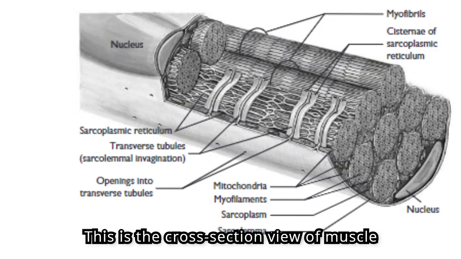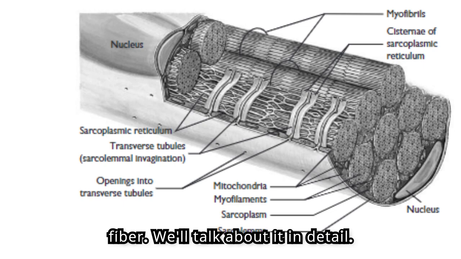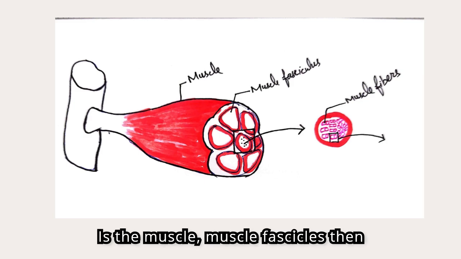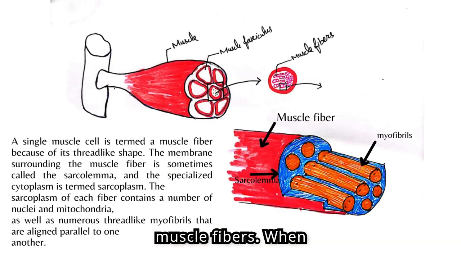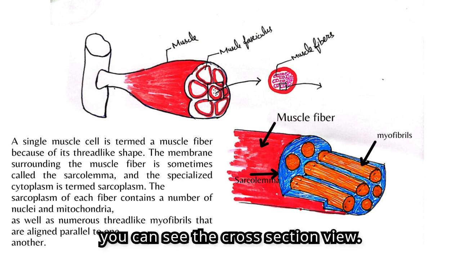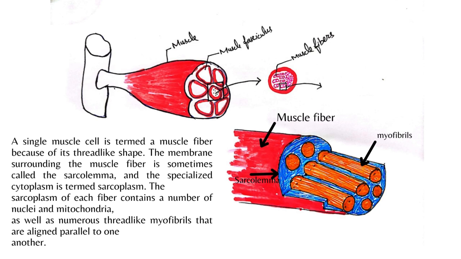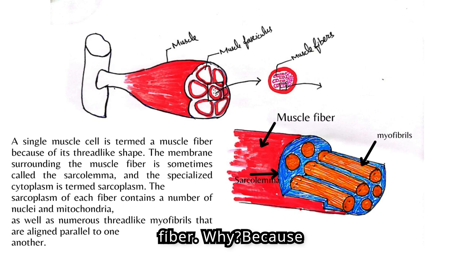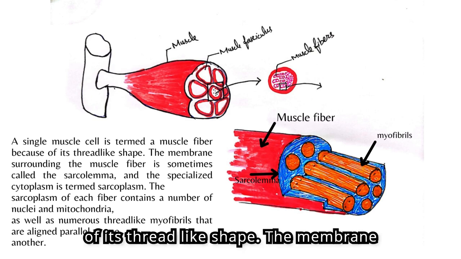This is the cross-section view of muscle fiber. We'll talk about it in detail. This is the muscle fascicles, then muscle fibers. When we cut a muscle fiber, you can see the cross-section view. A single muscle cell is termed a muscle fiber. Why? Because of its thread-like shape.